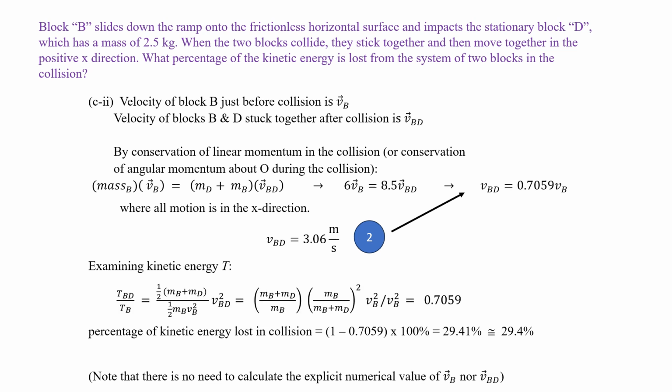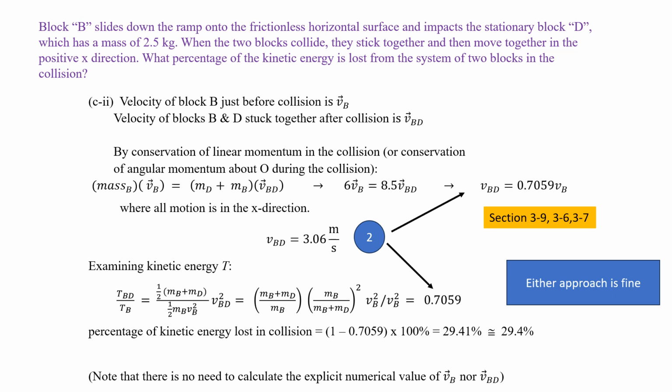You can examine the kinetic energy at that point, and you can calculate all the terms out, VBD squared over VB squared. And that's 0.71, or a loss of 29.4%. There's no need to actually calculate those velocities. Those velocities are irrelevant. You really just want the final ratio between the two velocities. So from that, either approach is fine. Both will work out the same way, and you get 3.9, 3.6, 3.7 for the text sections that you wanted.